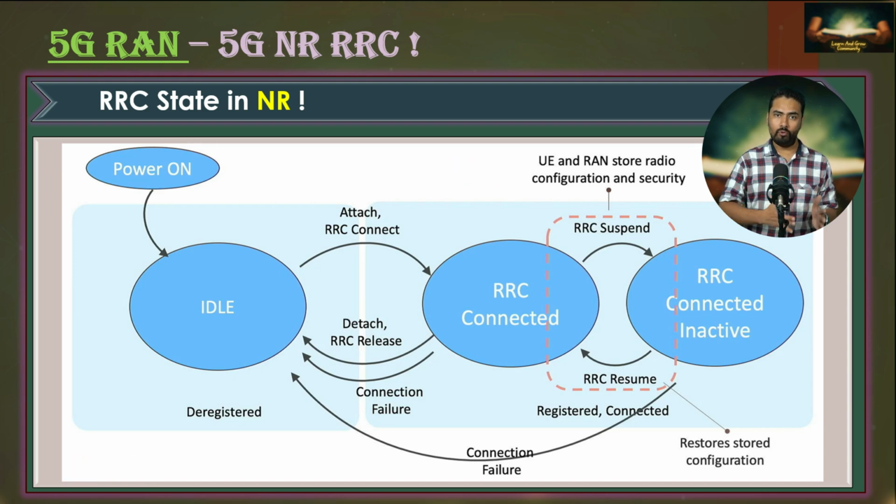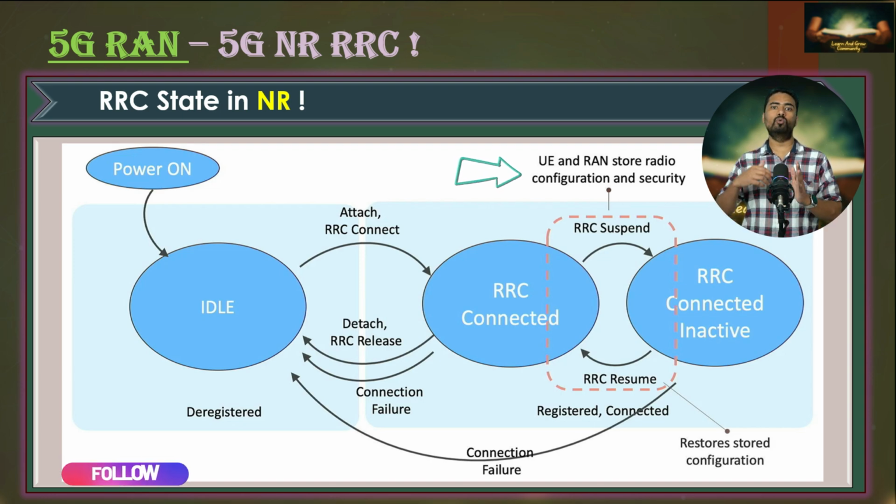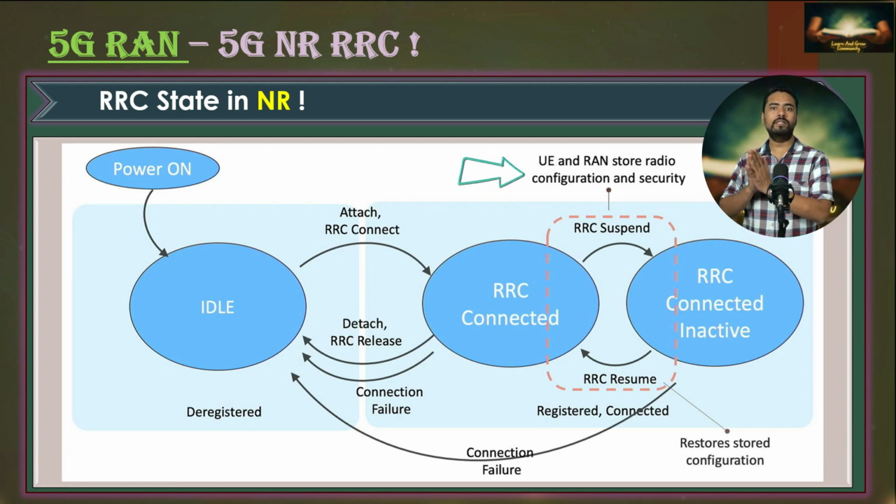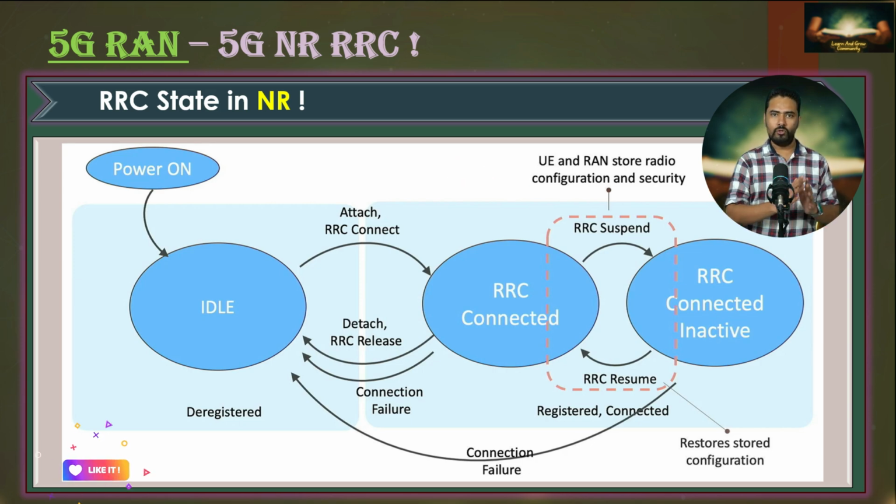Now when the UE moves from RRC connected state to RRC inactive state, this is the suspend procedure. During the suspend procedure, the UE and radio access network keep those radio configuration and security parameters. Then when the UE needs to connect to the network again, for example, when there is some uplink data to transfer, the UE starts the resume procedure. The resume procedure restores the saved radio configuration and security configuration data and resumes the connection very quickly. Hence, we do not need extensive signaling with the core network.